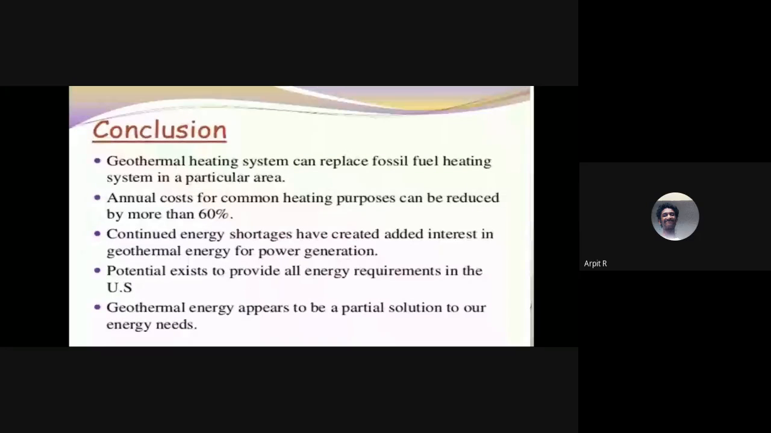Then the conclusion. A geothermal heating system can replace a fossil fuel heating system in a particular area. Annual cost for common heating purposes can be reduced by more than 60%. Continued energy shortages have created added interest in geothermal energy for power generation. Potential exists to provide all energy requirements in the US. Geothermal energy appears to be a partial solution to our energy needs.